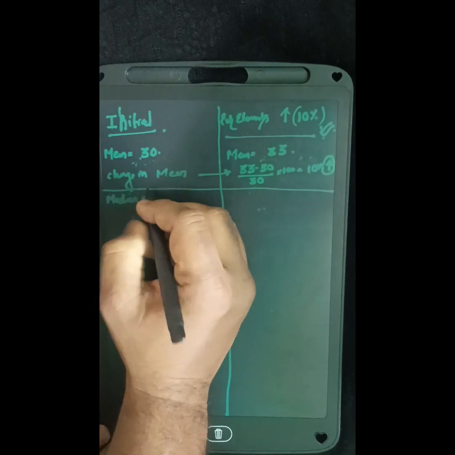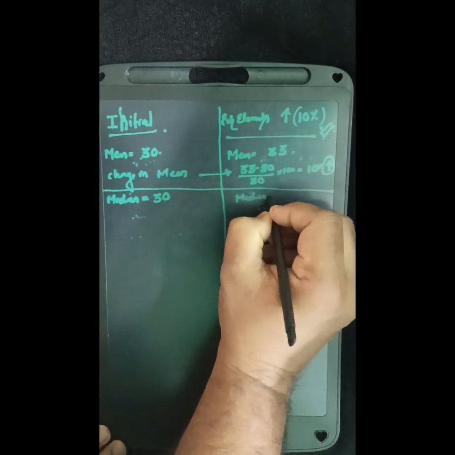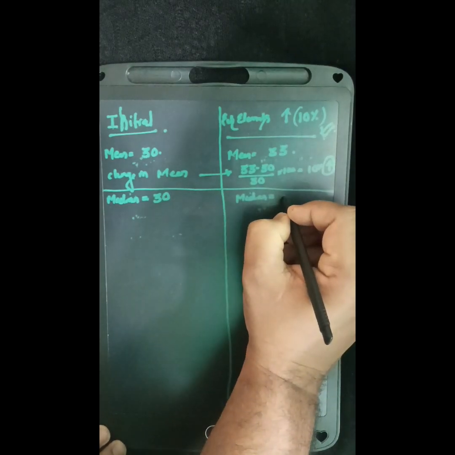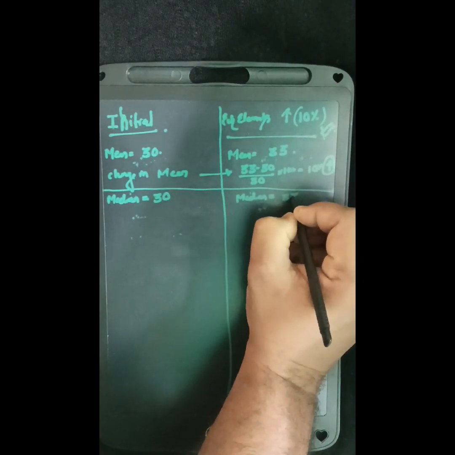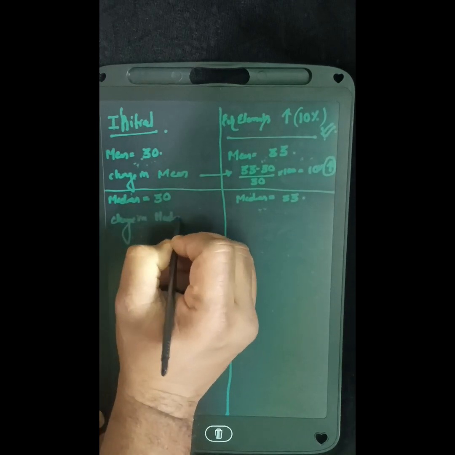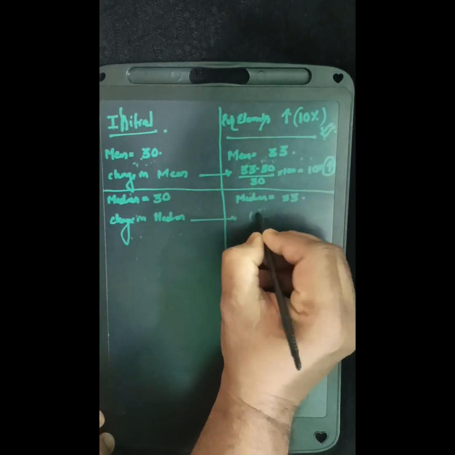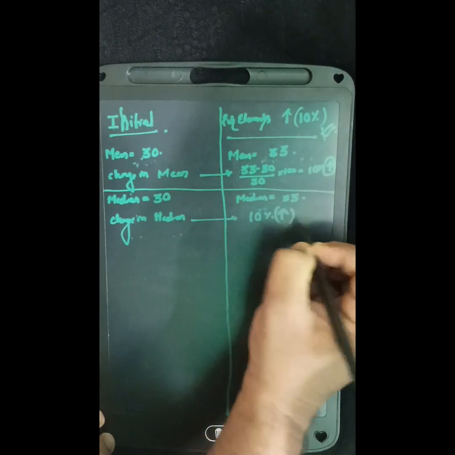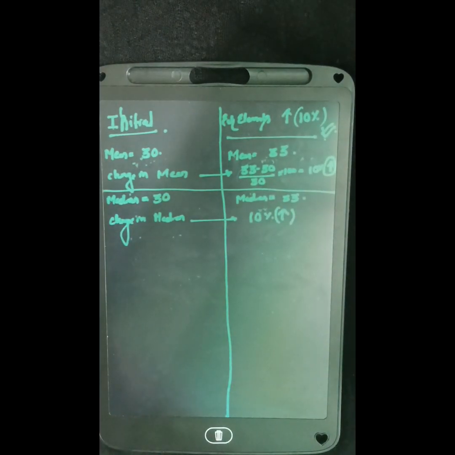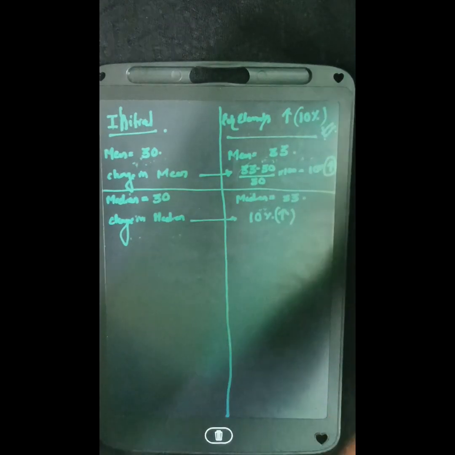Median was 30. Here the median is 33. So again the change in median value would come out the same, therefore it would again come out to be a 10% increase. So here also the median is increasing by the same percent to which each element was increased.